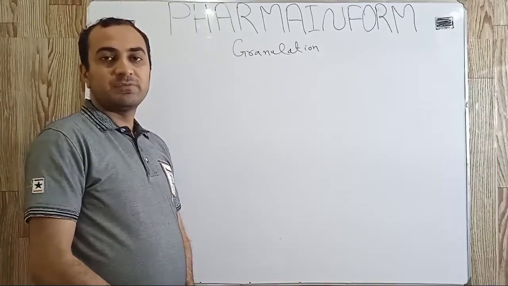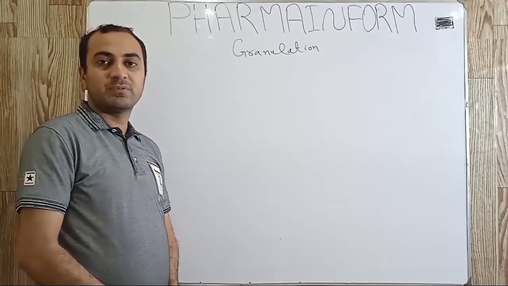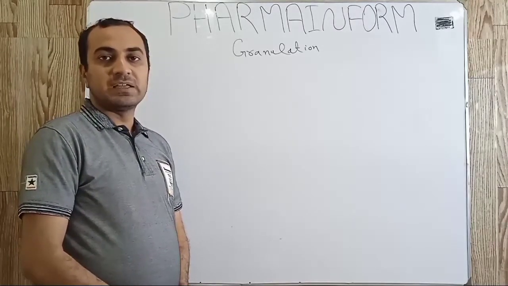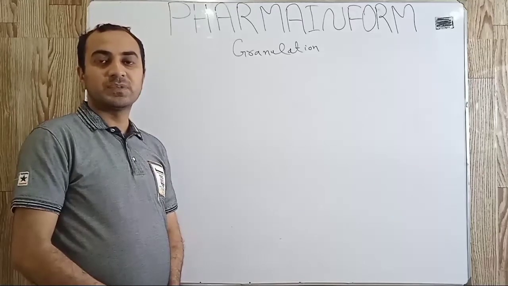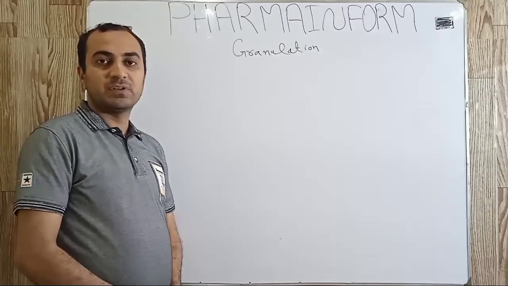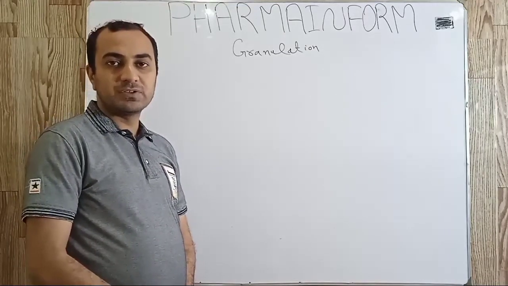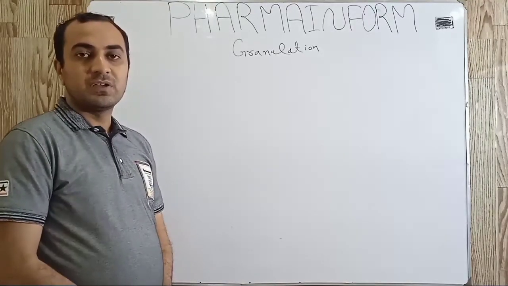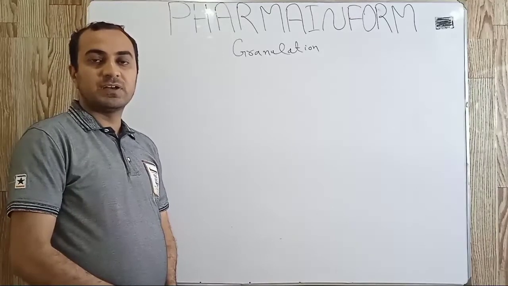As you know, in Farm and Form, we are discussing tablet granulation, methods of tablet granulation. In the last video, we discussed different types of granulation, which include wet granulation, dry granulation. We also discussed dry compression. A brief overview we discussed in the last video.